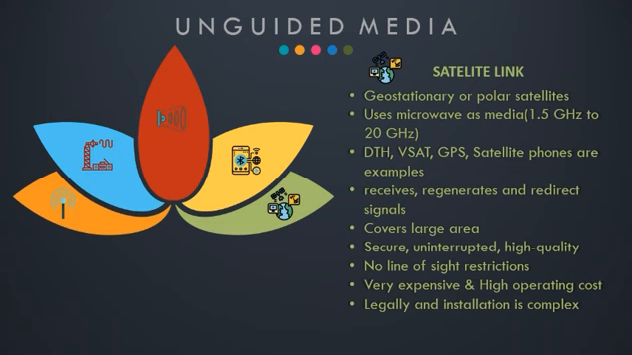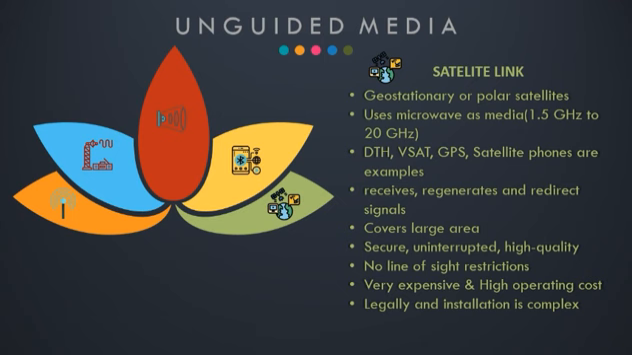What is a trans-receiver antenna? A trans-receiver antenna is a type of antenna which receives and regenerates or amplifies the signal it received, and then redirects the signal to another location or the same location where the signal was received. So a satellite works as a trans-receiver which receives the signal, regenerates or amplifies it, and then redirects the signal back. So that is the specialty of a satellite.